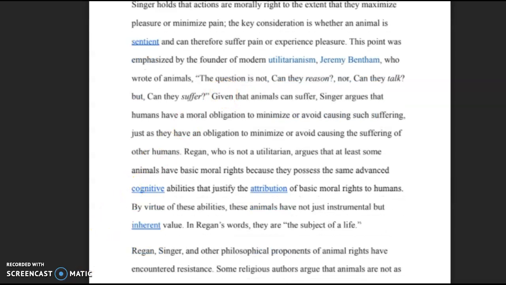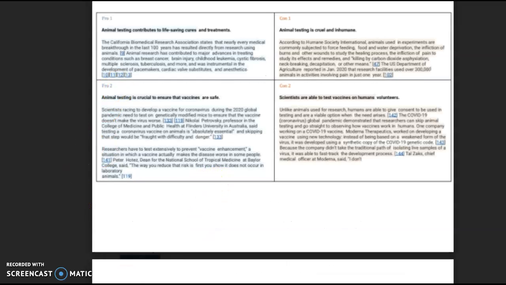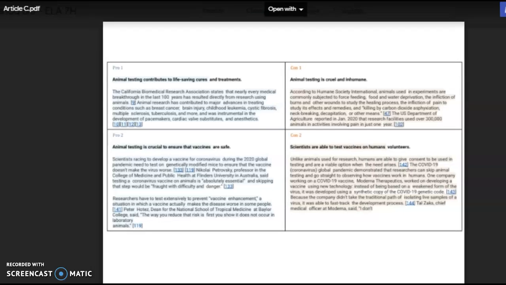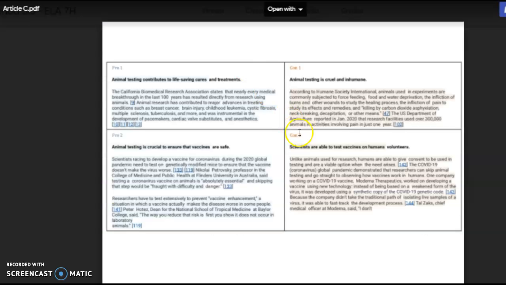So I'm going to look for a quote, and then I'm going to get it to you in just a quick second, you guys. Sorry about that. Okay. So I went to Article C, chicos, so that I could find something that had a little bit more on my specific argument, which is animals are being treated cruelly.